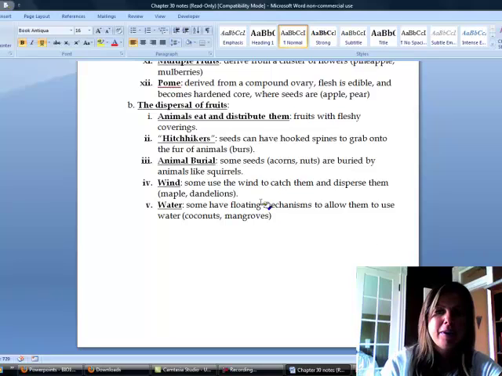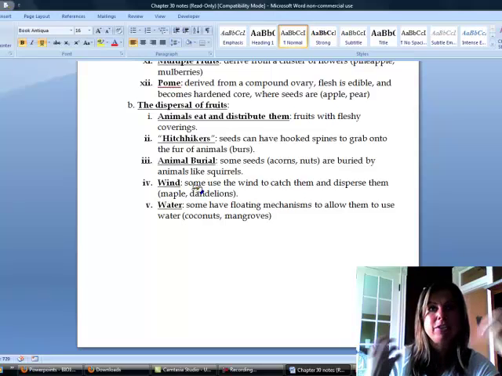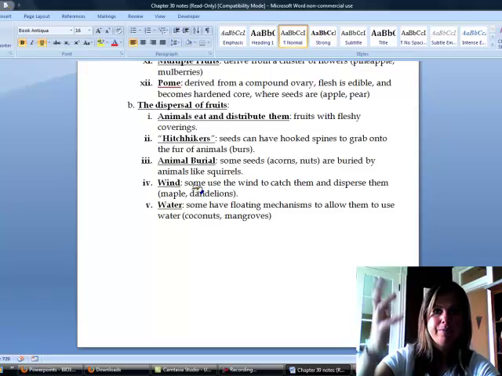Then you have animal burial, which I know sounds morbid, but we're talking about things like squirrels. They make little caches in the ground where they're going to dig a hole, put a bunch of nuts in there, and come back for them later. Well, they don't have perfect memories, and a lot of times they forget, and the trees depend on that because then they can grow. And then you've got wind, so you're going to have some that are going to use the wind to catch them and make them fly somewhere else.